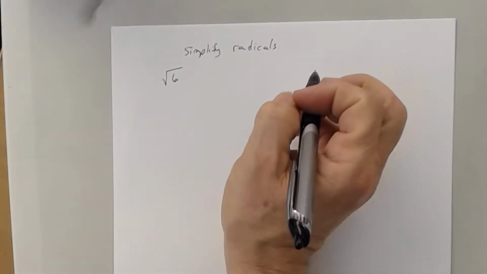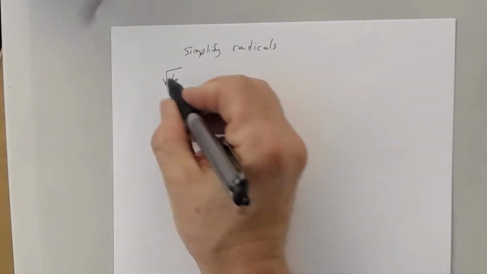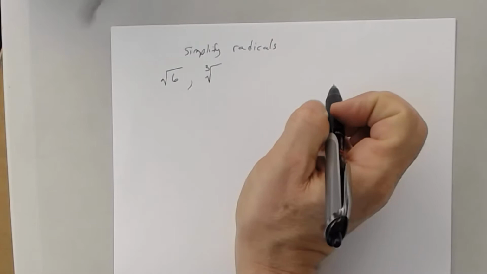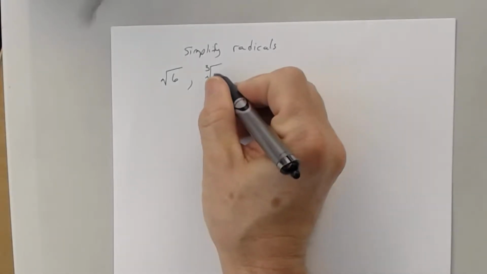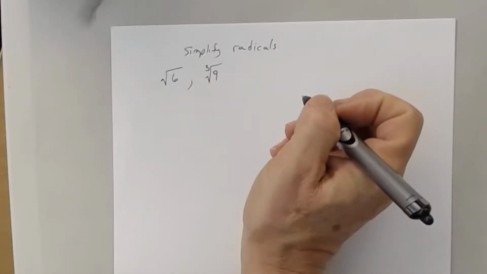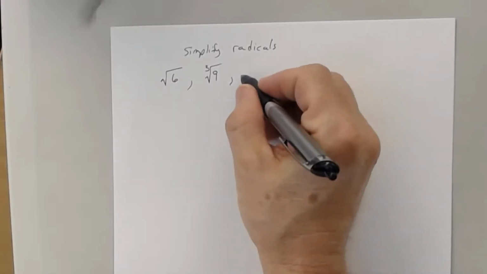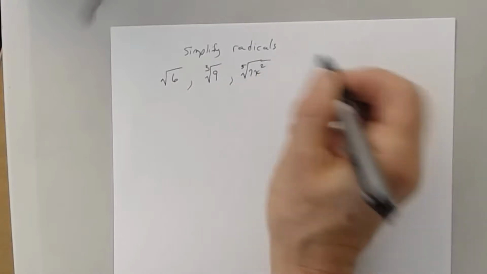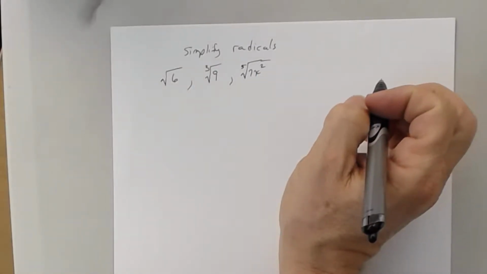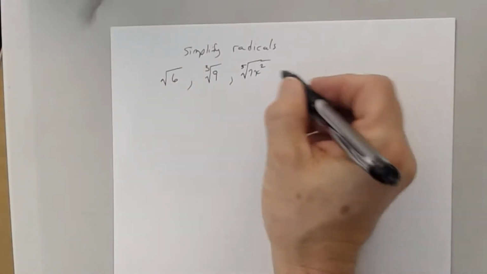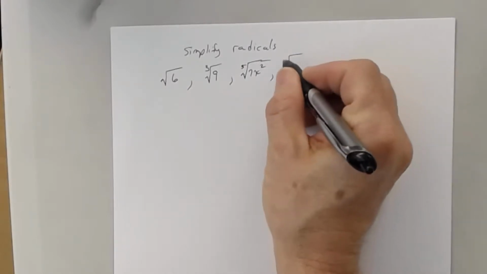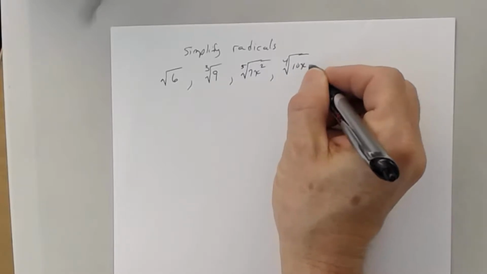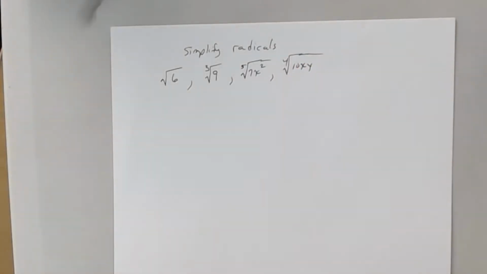Notice how I read this. I read this as the square root of 6. The cube root of, let's say, 9. You could also have the 5th root of 7x squared. You can have variables in these radicals. The 4th root of, let's say, 10xy, things like that. So these are all radicals.